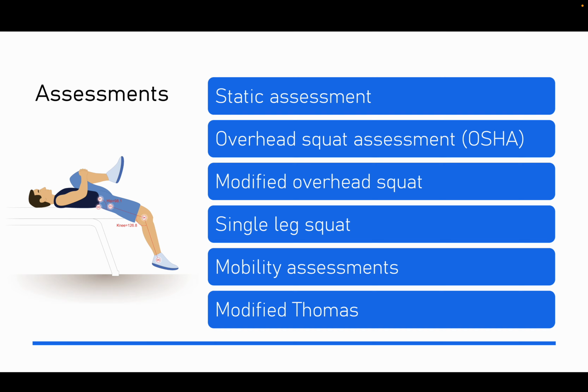And we can also see this in mobility assessments and the modified Thomas test, which is the image on this slide. So what you basically do is scooch your butt to the bottom of the bench, and you will be testing to see if you have tight quads, and we can see this in the leg that is just laying on the table.